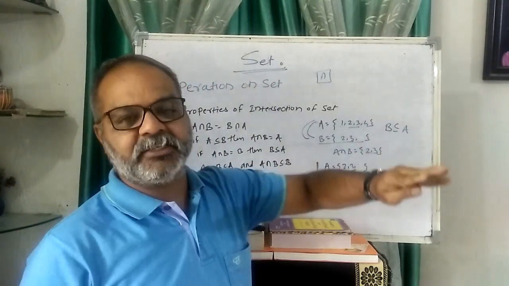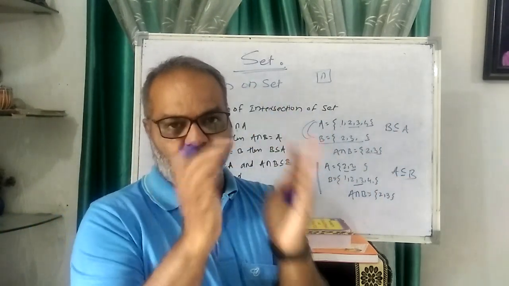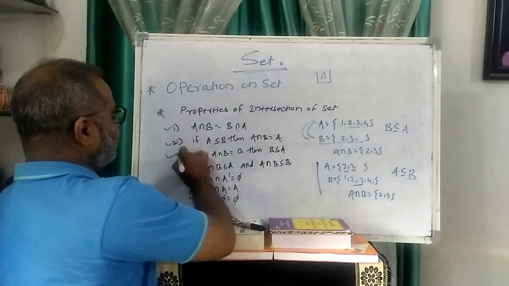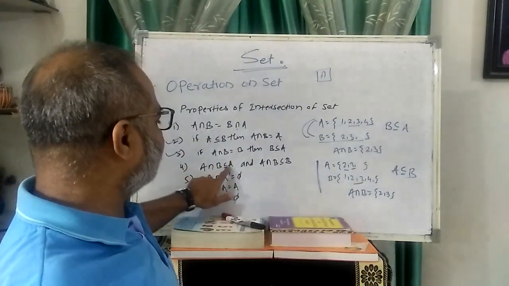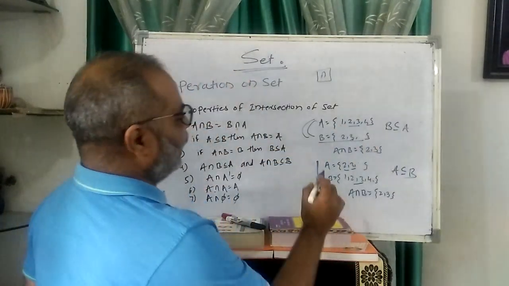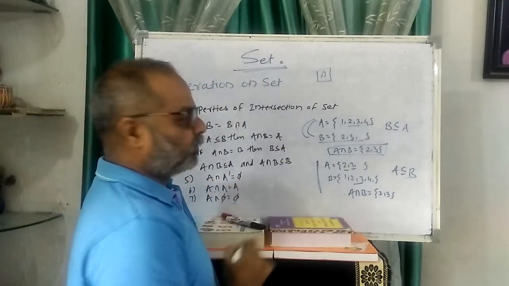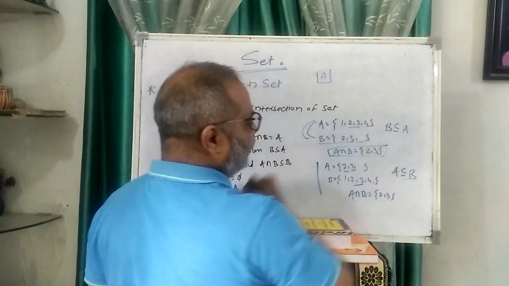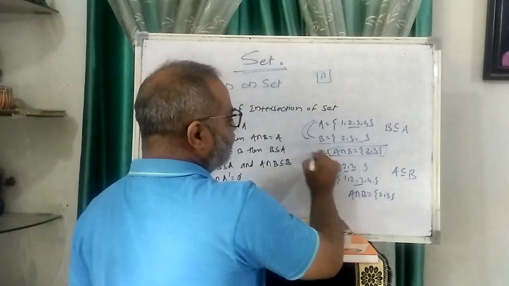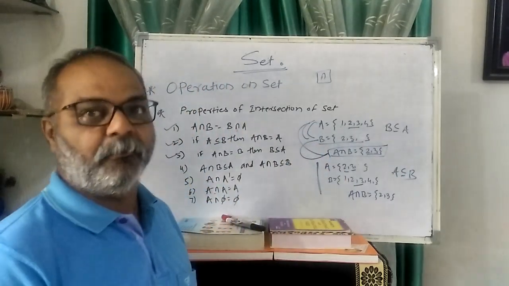Okay. So the intersection part is very easy. You just concentrate on the common elements present in both sets. Now next is A intersection B is a subset of A and A intersection B is a subset of B. Very simple one. Look here. A intersection B is a subset of A. Yes. A intersection B is a subset of B. Yes. 2, 3 are present in A. Yes. That is subset of. So A intersection B is a subset of A and A intersection B is a subset of B also.